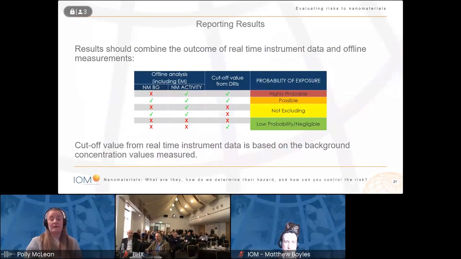And then to finish off this section, how would we report the results? So we'd need to take all three pillars from our integrated strategy and combine them all together. So you want to look at the offline analysis together with the direct reading instruments and the contextual information. And it's summarised in this table here. So we take the summary of those results and it'll give you a probability of exposure. And just to note as well, the cutoff value that we use for the direct reading instruments is based on those background concentration values that we've measured, which I highlighted previously.